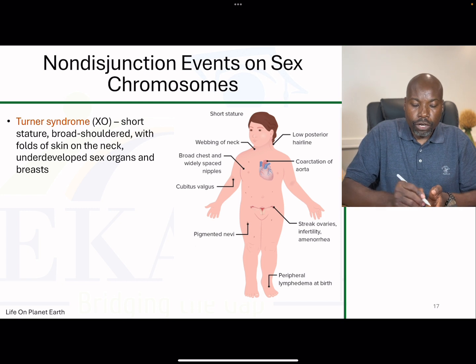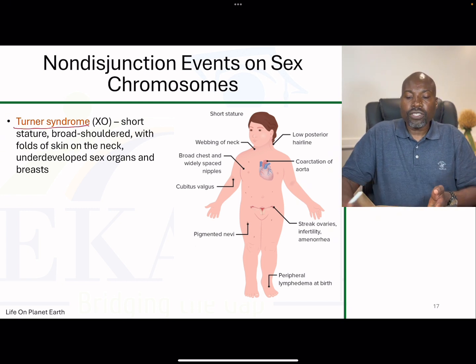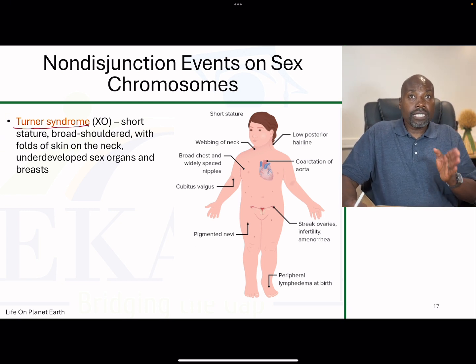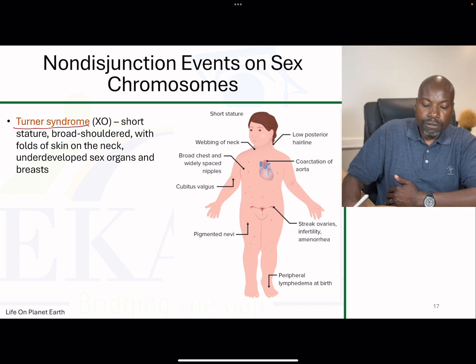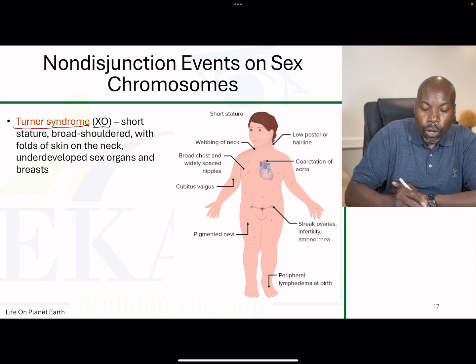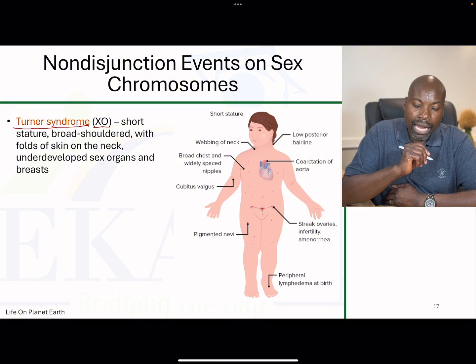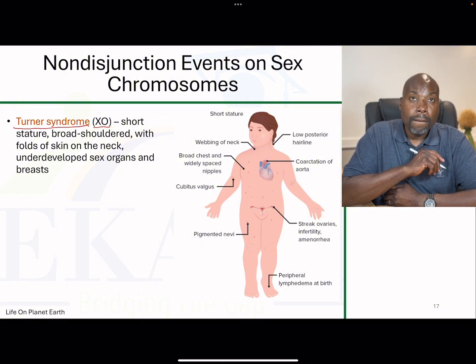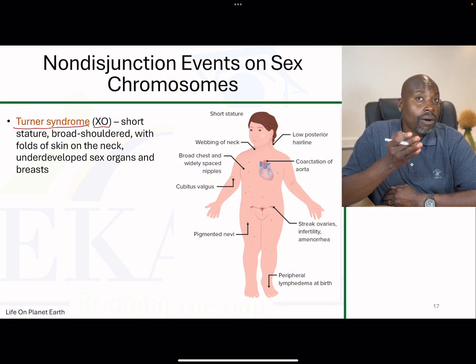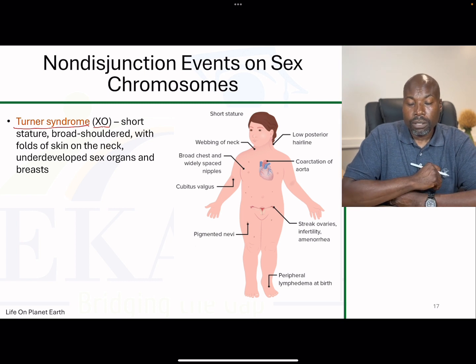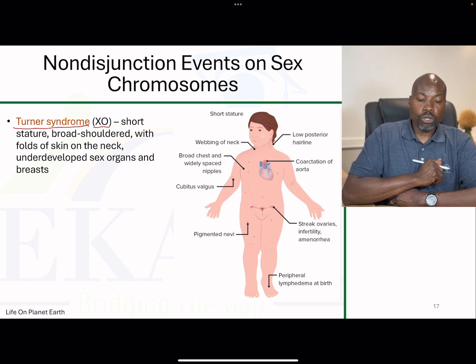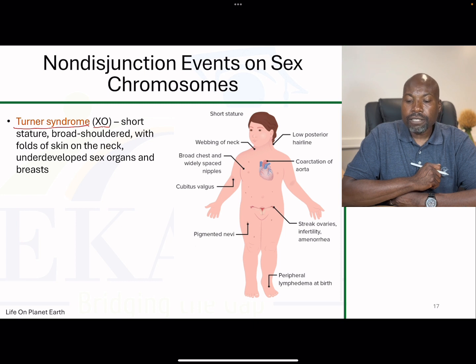Now some defects associated with non-disjunction. We have the Turner syndrome case. This typically is for individuals who are XO. In other words, this individual has an X chromosome, but doesn't have another X or a Y chromosome. By default, these individuals are female.